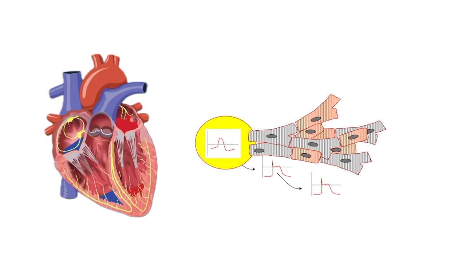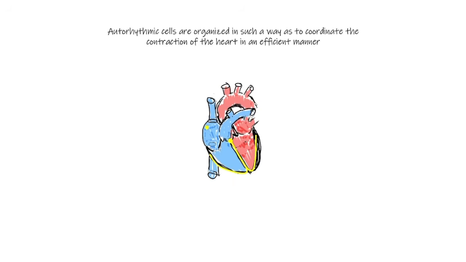Because the cardiac cells are electrically connected through gap junctions, electrical signals can spread rapidly from one to another. This allows for large portions of the myocardium to depolarize and contract in a coordinated fashion. These autorhythmic or conducting cells are organized into a specialized conduction system that coordinates the order in which different regions of the heart become electrically activated.